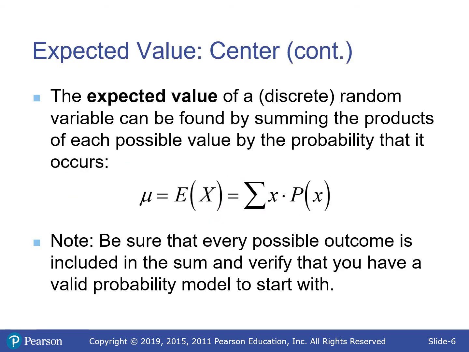So back to the expected value. Now this is that mean. And so the expected value of a discrete random variable can be found by, I love this definition. We're actually going to do this. You'll see that it's not as disgusting as it sounds. But you sum the products of each possible value by the probability that it occurs.